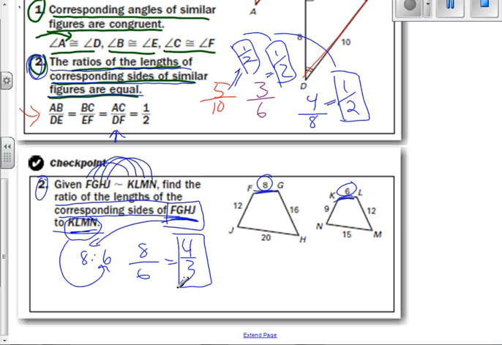And you could look at any of the others. Let's do one more. Let's do GH and LM. GH is 16, and LM would be 12. Again, divide both by 4, and you get 4/3. You get the exact same ratio, okay?